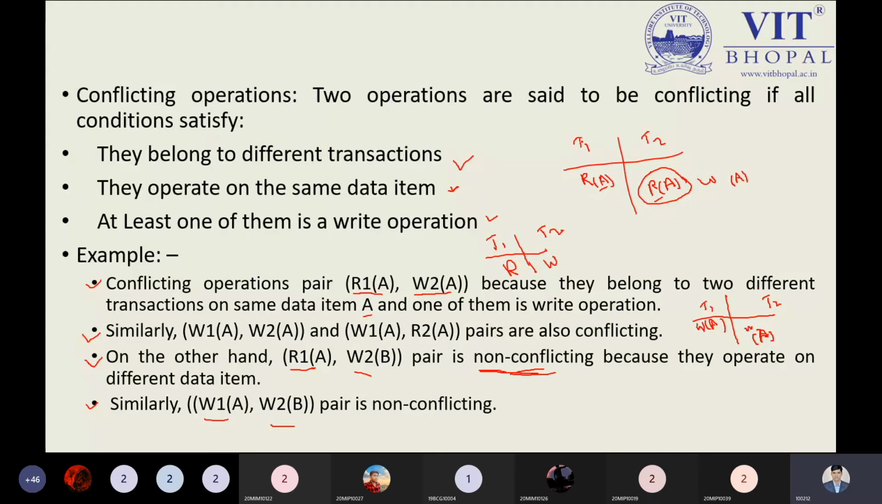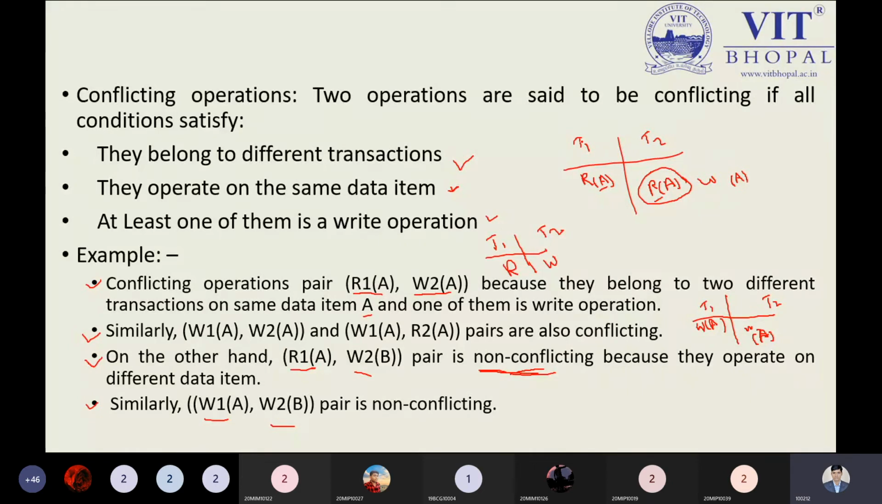On the other hand, write A and write B: this pair is non-conflicting because they operate on different data items. That is the third one you can see inside the example part. Read A I can do, write B I can do, because both data items are different. So this is a non-conflicting operation. Write A I can do, write B I can do. This is also non-conflicting because the data items are different. But if the data items are the same and one of the operations is a write operation, then again we will have the conflict. So these are the rules we have to keep in mind.